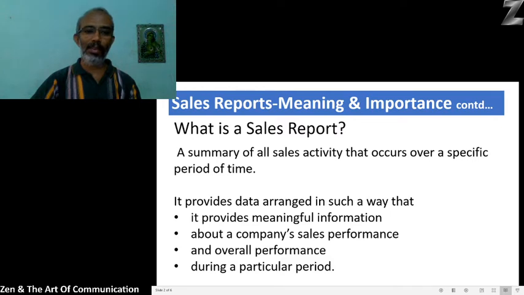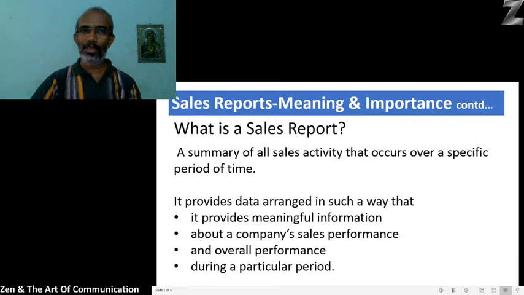The three keywords here are: one, it's a summary. Second, it is a summary of sales activity. And three, it is a summary of the sales activity that occurs over a particular period of time. Let's try to understand this in slightly more detail. First one, it is a summary, which means that though it may capture each and every sale that happens, overall it provides a summary of every activity that has happened. And in what field does this activity happen? The name is a sales report, so the activity by all logical estimation should be a sales activity.